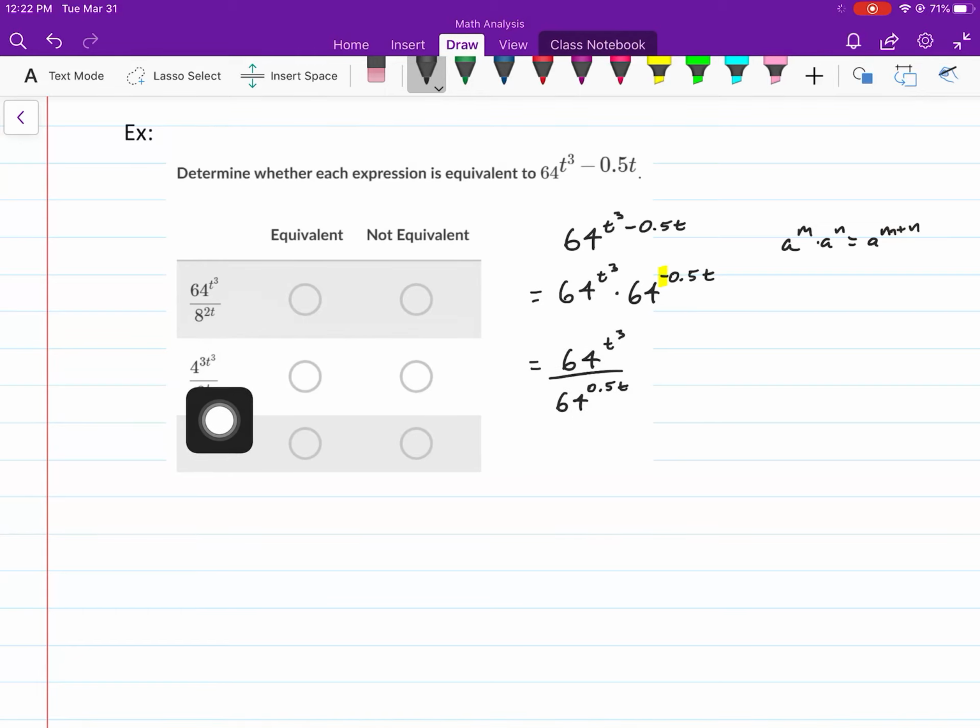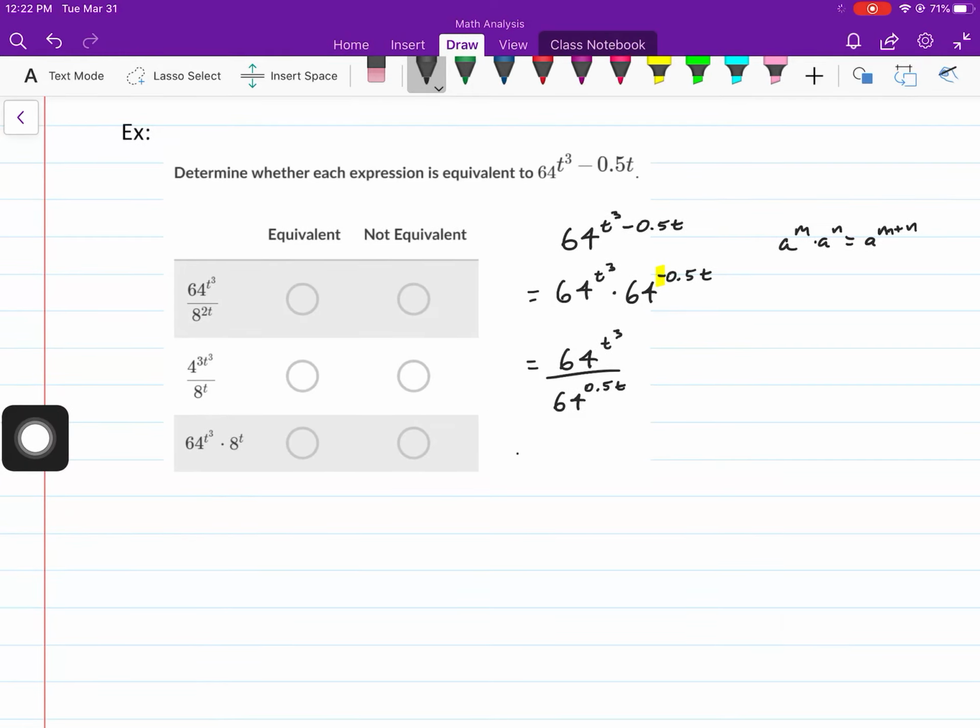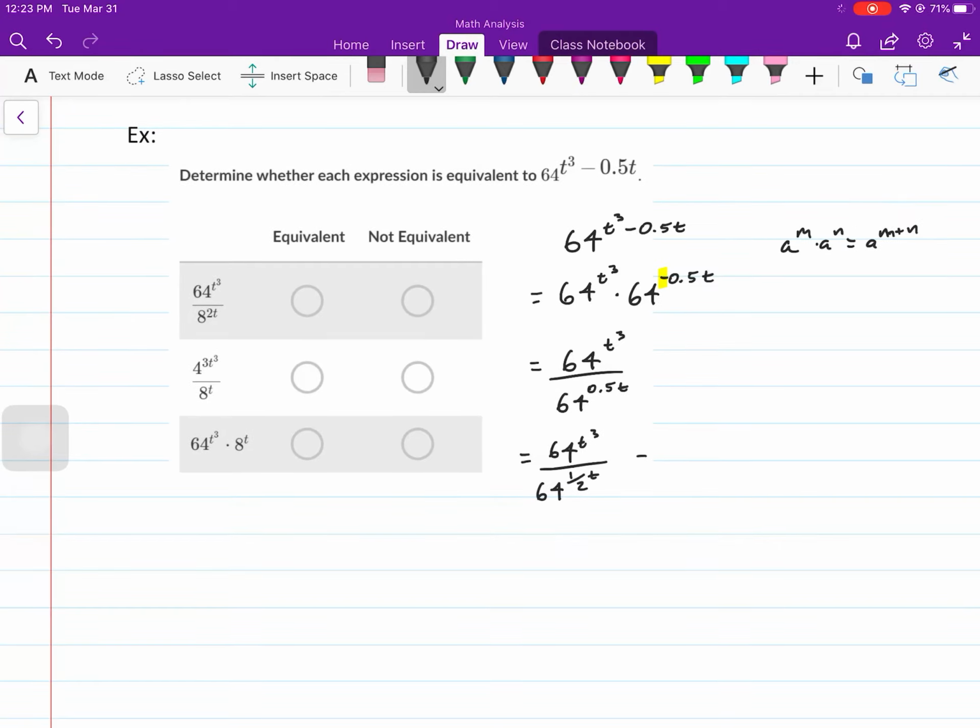And then on the bottom, notice these are 8s. So how are they getting 8? Let's look at that 0.5. I could rewrite that as 1/2 t. In other words, let me just branch off of that one. So we'll have 64 to the t to the third power over 64 to the 1/2 to the t.